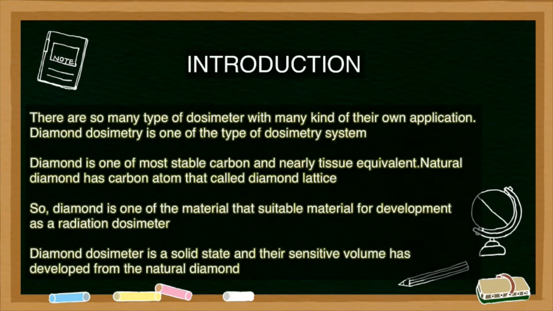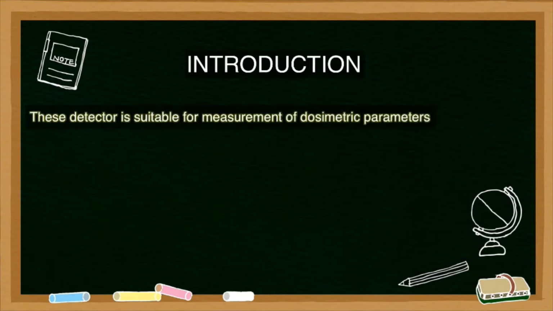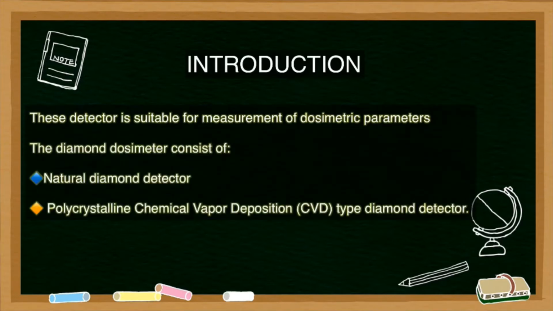The diamond dosimeter is known as a solid state detector, and its sensitive volume is developed from natural diamond. This detector is suitable for the measurement of dosimetric parameters because it has small size, high dose response, and directional independence. There are two types of diamond dosimeter. Diamond dosimeters consist of natural and polycrystalline chemical vapor deposition, known as CVD type diamond detectors.